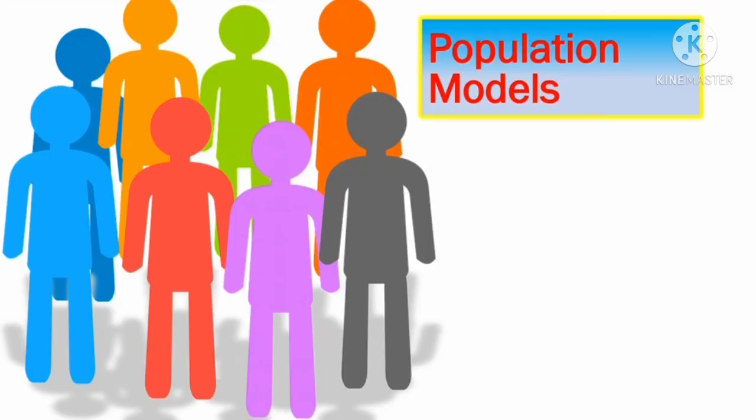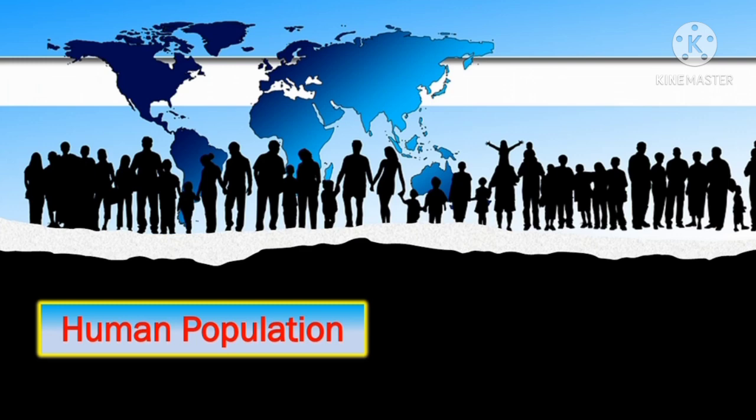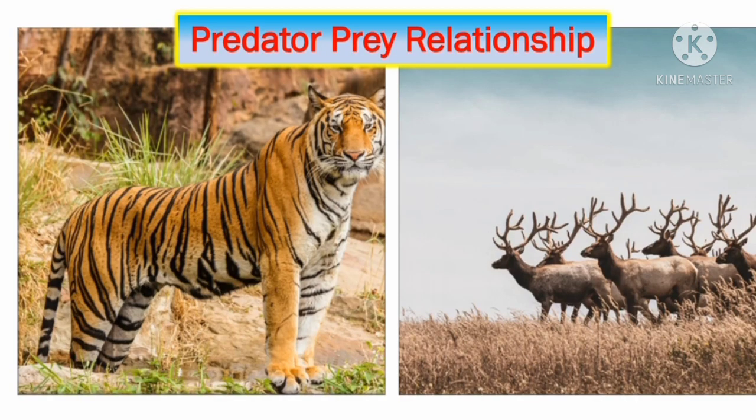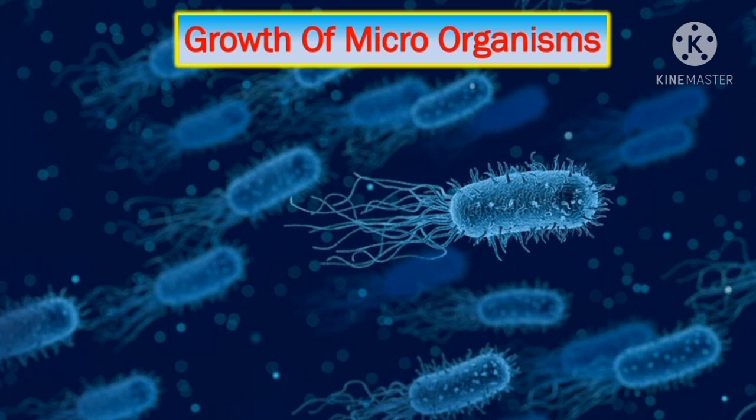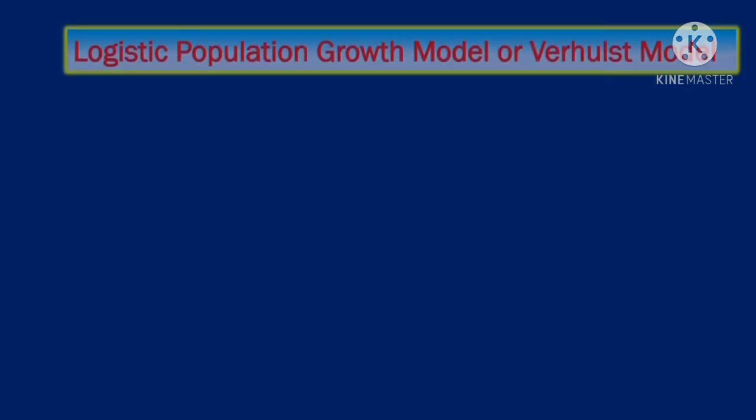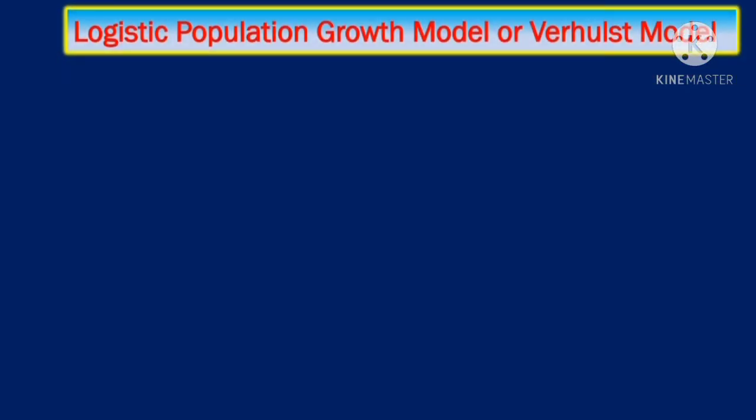An important application is the population model. So friends, whether it's the growth of human population or the number of predator versus prey or the growth of microorganisms, we have population which is constantly changing with respect to time, and this can be very well depicted using differential equations. And one such model is the logistic population growth model.